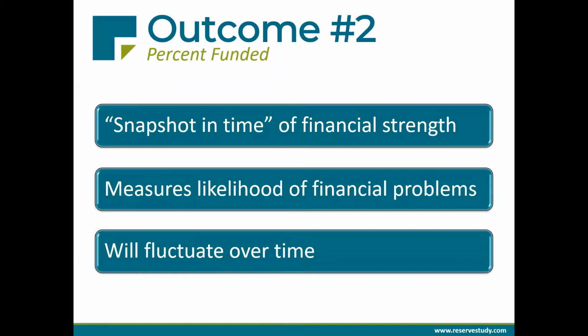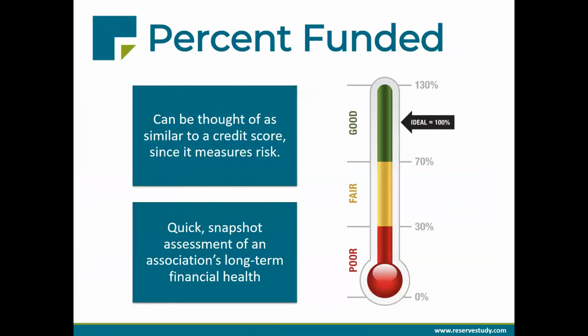All right, I'm going to switch over now to our second outcome of a reserve study, which we call the evaluation of current reserve fund strength, which we will typically describe in terms of something called percent funded. One of the best ways that I've found to explain this concept of percent funded is to use the analogy of a credit score. So hopefully everybody follows along here.